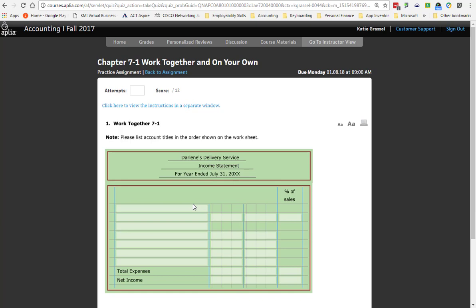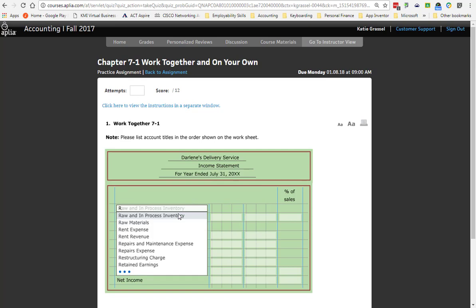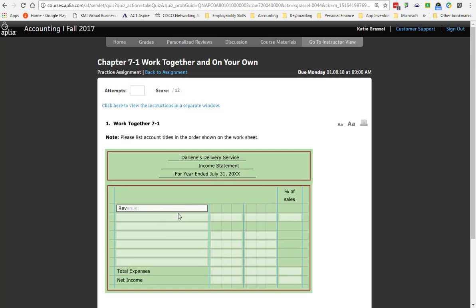Now, two account classifications go on our income statement: revenue and expenses. Those need to be headings on our income statement. So on this very first line, I'm going to type in revenue, followed by a colon. No numbers go with it. This is just a heading to say, hey, what's below here is my revenue.